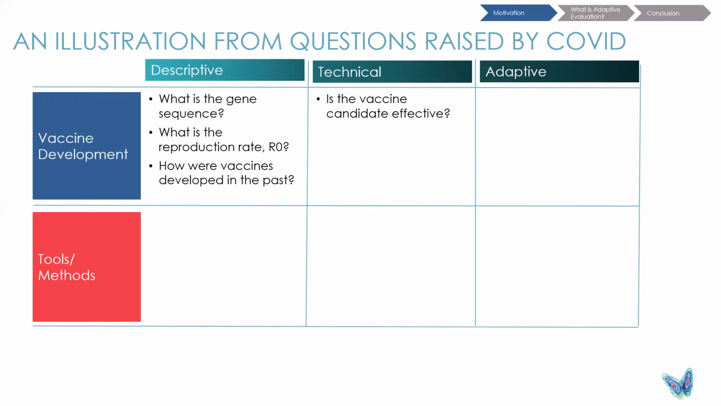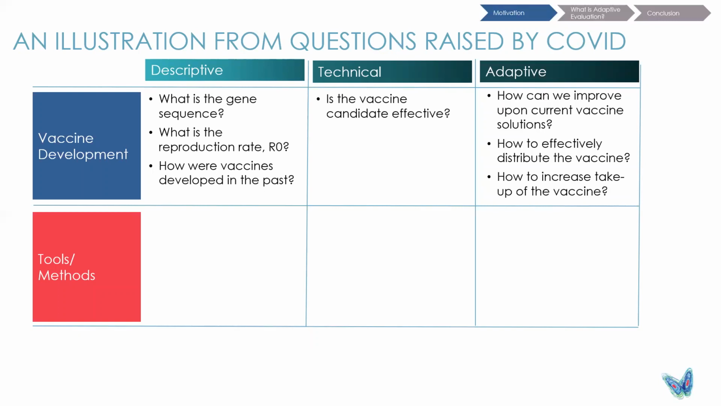But there are also adaptive questions. One adaptive question is, how can we improve upon the current vaccine solutions? And this is really a question that at its heart is about innovation. It's about research and development.